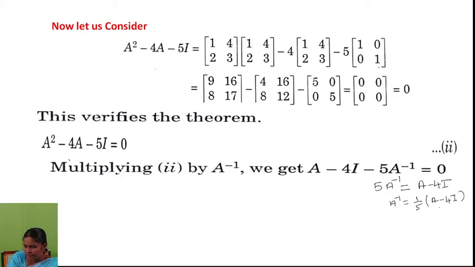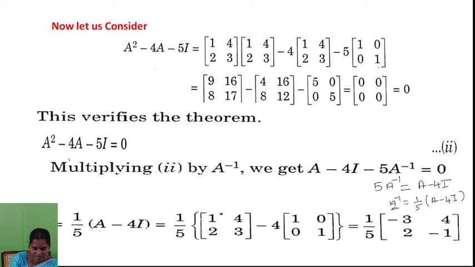If you find A minus 4I and divide it by 5, then we will get A inverse. So A inverse equal to this: 1 by 5 into A minus 4I is minus 3, 4, 2, minus 1. Therefore A inverse equal to 1 by 5 into the matrix minus 3, 4, 2, minus 1. Hence, we find the value of A inverse.